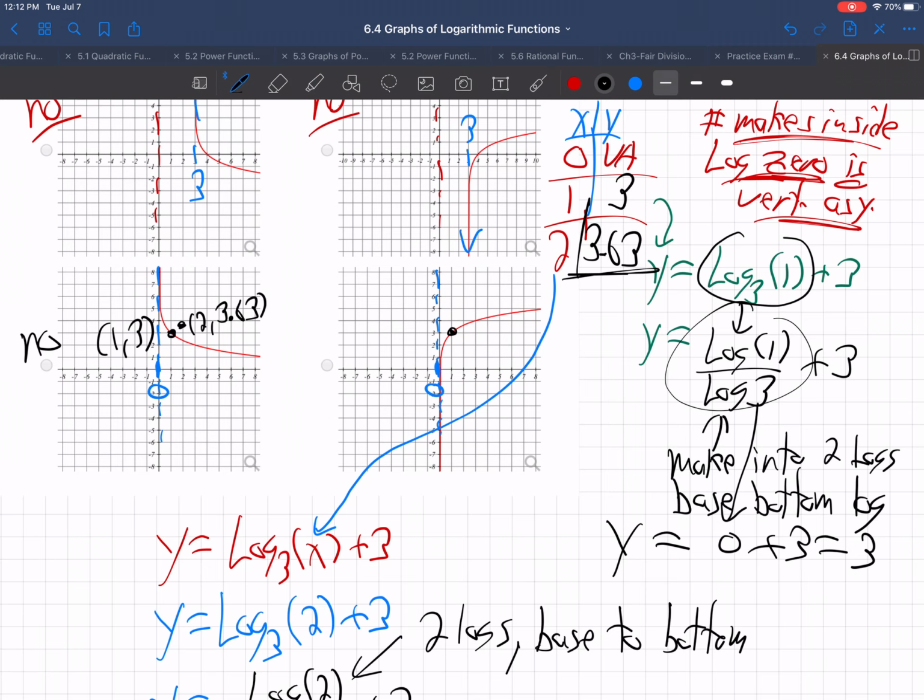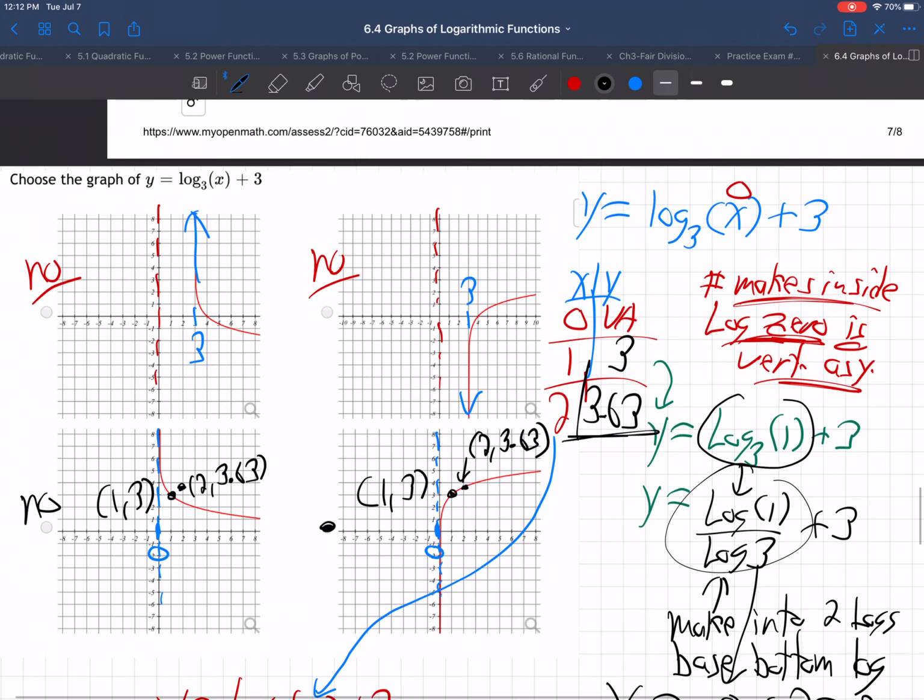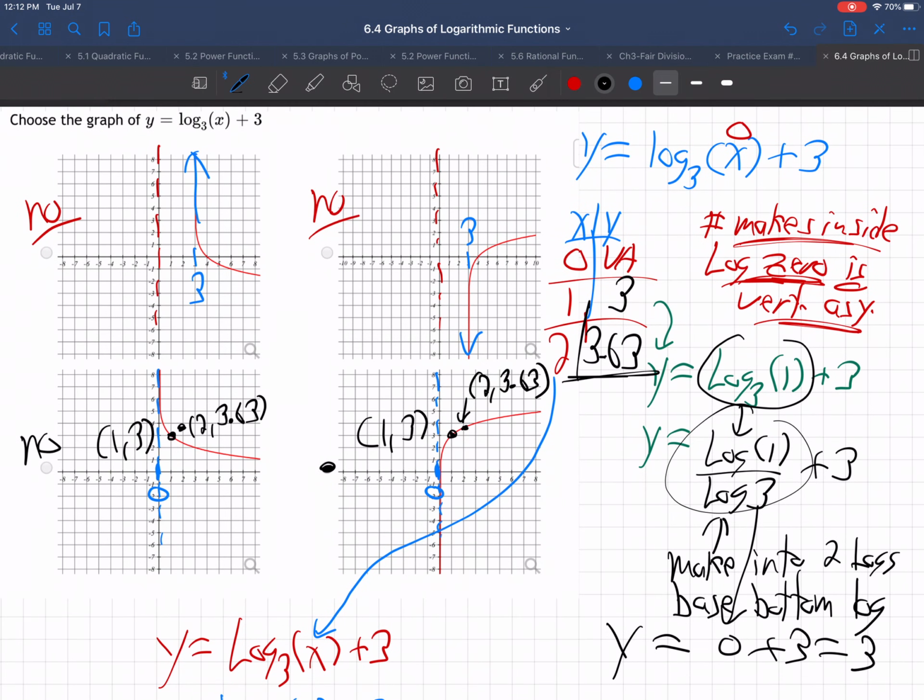Let me move this over. 1, 3 is that point, and then over 2 up, yeah, beautiful. That's perfect, isn't it? See that point? Over 2 up 3.6. That's hitting perfect, just like it should. So this is our graph. So that's how we graph a log. Just by using our calculator, we can crank out those values.